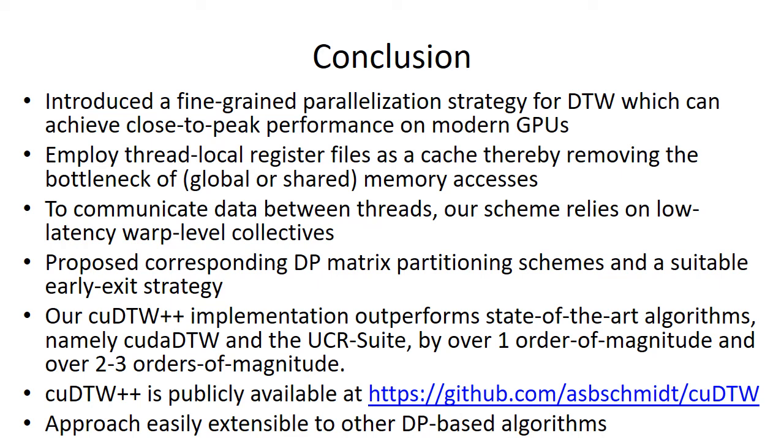We propose a partitioning scheme and an early exit strategy for subsequence search. And we can outperform state-of-the-art algorithms on the GPU by 1 order of magnitude and on the CPU by 2 to 3 orders of magnitude. It's publicly available on GitHub, and the approach can also be extended to other DP-based algorithms like what I mentioned before, sequence alignment for DNA.